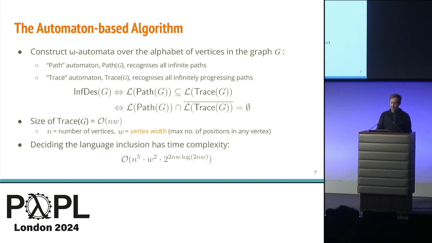And in this context, for this construction, the size of the trace automaton is dependent on both the number of vertices in the underlying graph and also this quantity which we call the vertex width, which is the maximum number of these positions which occur in any given vertex of the graph. And so because the trace automaton depends on both, the exponential component of checking this inclusion also depends on both of these parameters, as well as having some polynomial dependence on it as well.